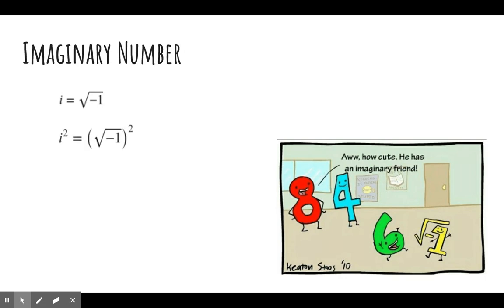If we square both sides, we get i squared equals the square root of -1 squared. Well, squaring and square root cancel one another because they are opposite operations, so it leaves us with i squared equals -1. So it is good to know that i equals the square root of -1 and i squared equals -1. Let's look at our examples.